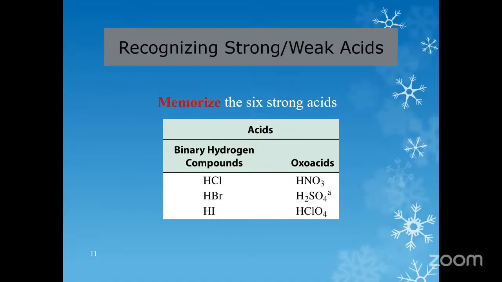Hydrochloric acid, hydrobromic acid, hydroiodic acid, and then you have the oxide acids: nitric acid, sulfuric acid, and perchloric acid. So you need to remember these 6 acids as strong acids. Pretty much all other acids that you're going to meet at this level will be weak acids.